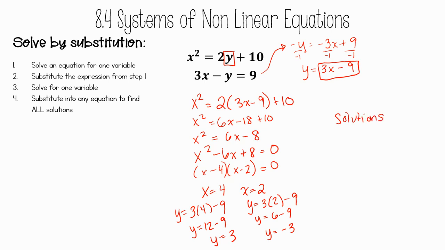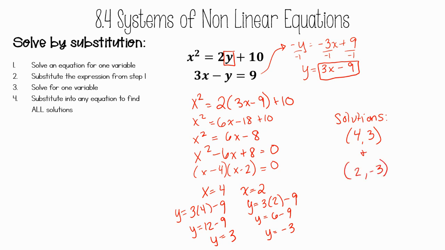it's really important to organize your work in some way to make sure you're not switching around. I've seen this too many times where all this beautiful work is done, but then someone writes 4 and negative 3, 2 and positive 3, keeping in mind that when you plugged in 4, you got 3. So my solutions are (4, 3) and (2, −3).